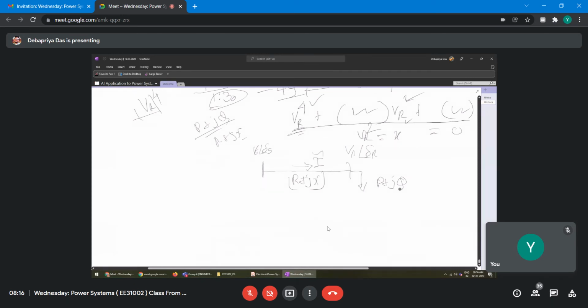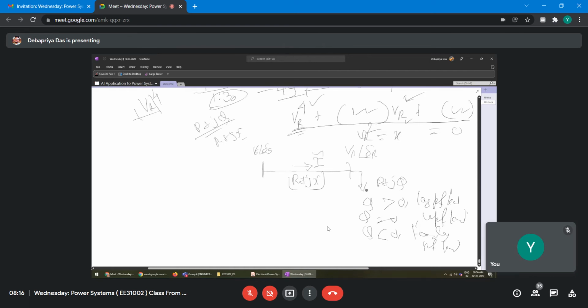So for a P plus JQ load, when Q is greater than 0, it is a lagging power factor load, right? When Q is equal to 0, it is a unity power factor load, that is a resistive load. When Q is less than 0, it is a leading power factor load, right? This is the convention. If Q is greater than 0, it is a positive lagging power factor load. If Q is 0, unity power factor load. If Q is negative, that means it is a leading power factor load. So this is the thing.